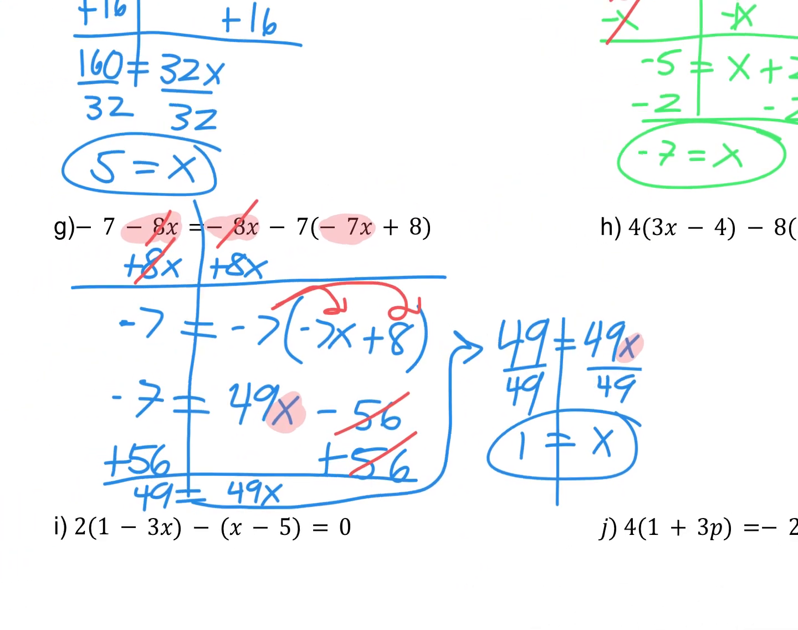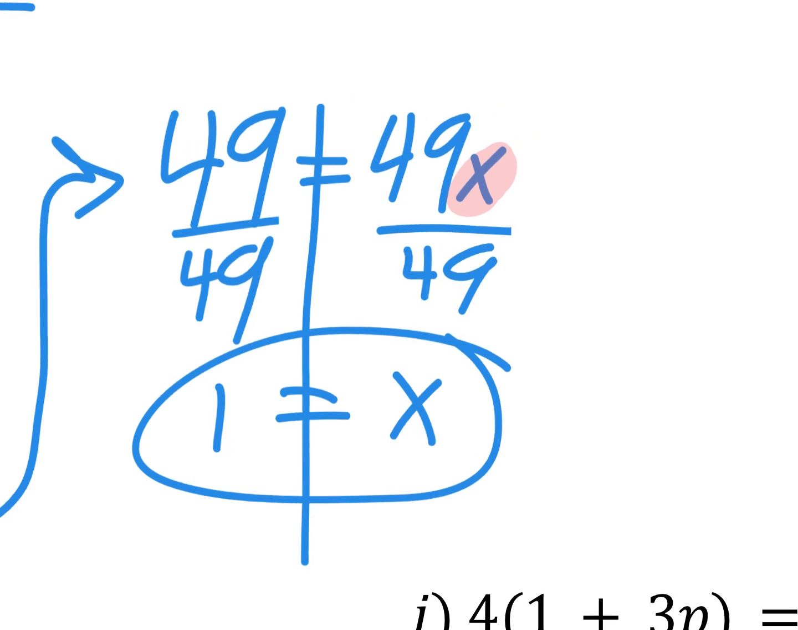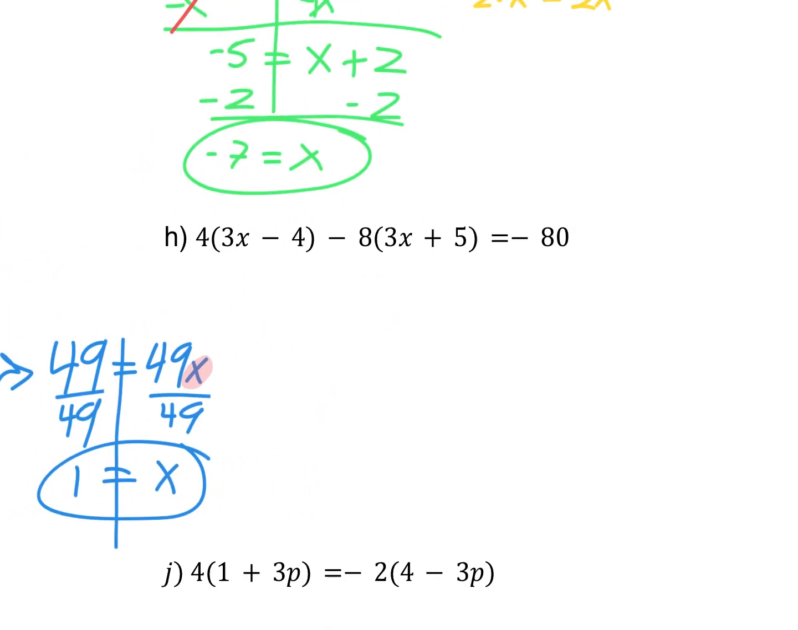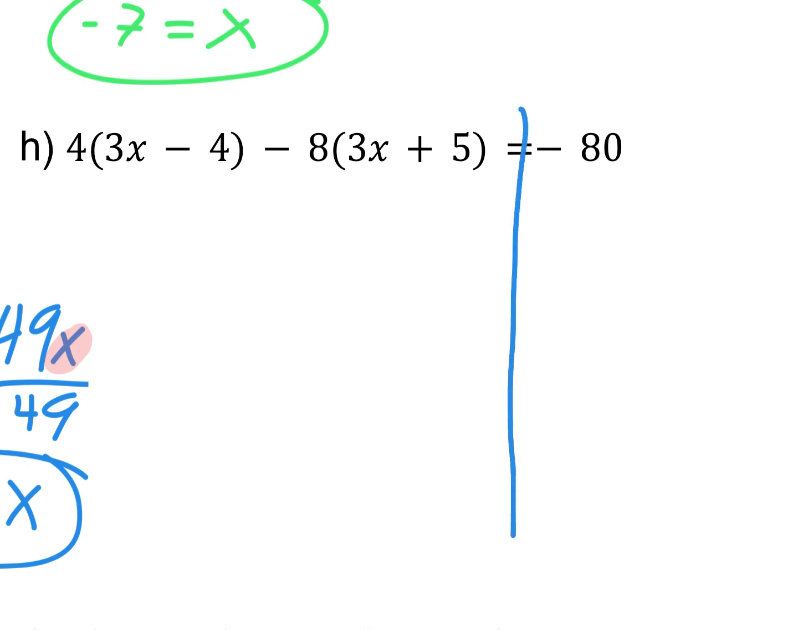So kind of interesting. We had this entire big mess of a problem, but in the end, it simplified to a really simple answer. Okay, these ones are kind of tricky, so let's do another one together. Draw the line through your equal sign.